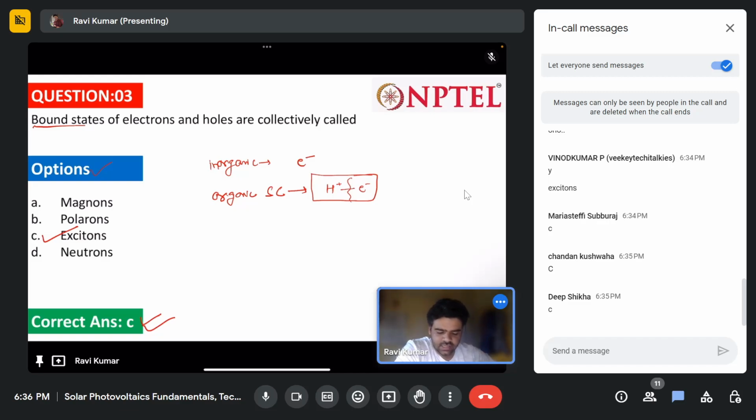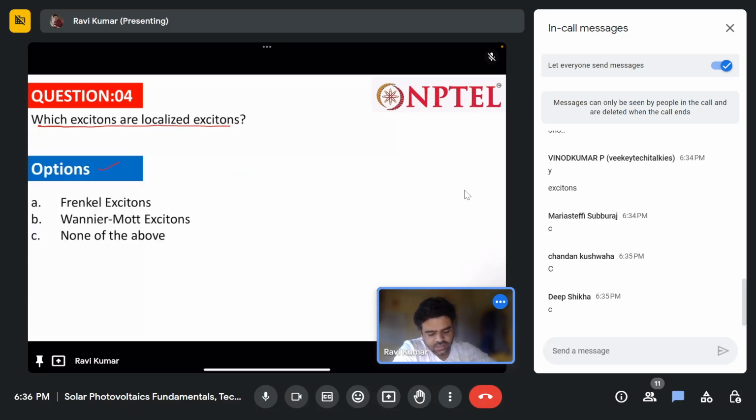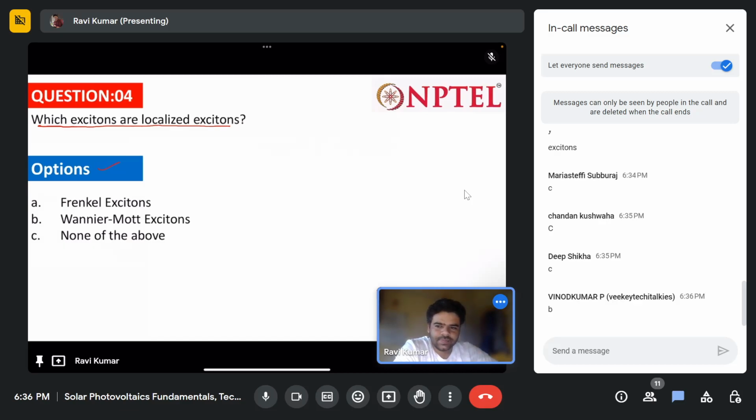The next question says, which excitons are localized excitons? These are the options. I don't expect you to know this if you haven't gone through the lectures, because it is a very specific question. B is the wrong answer. C is not the answer. Then A is the answer.